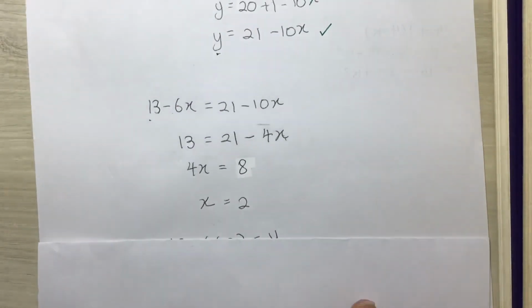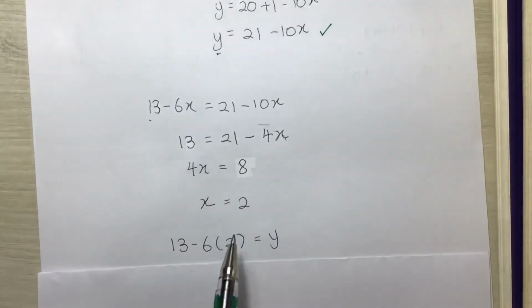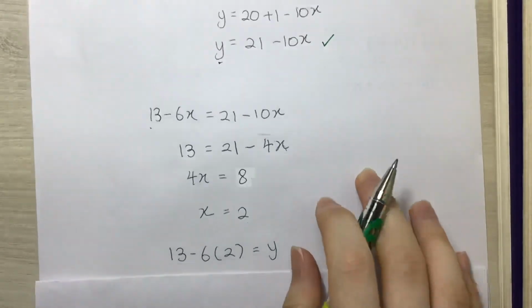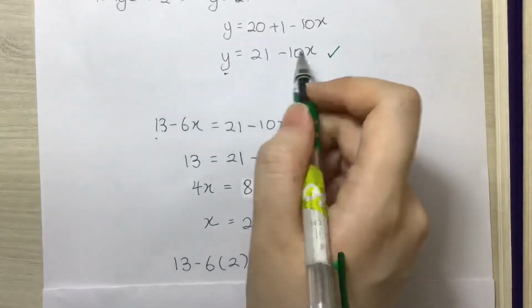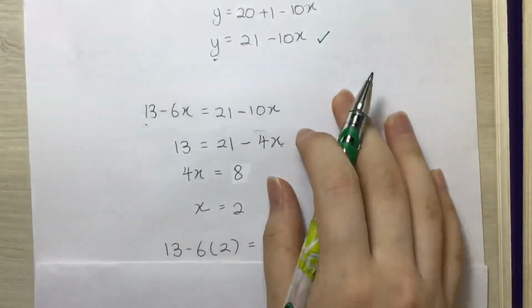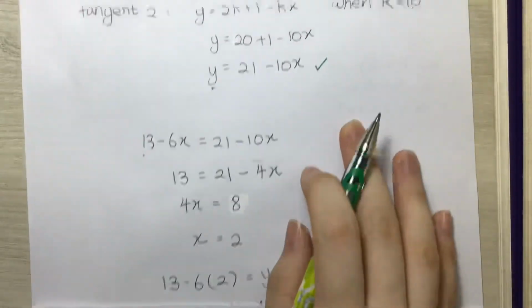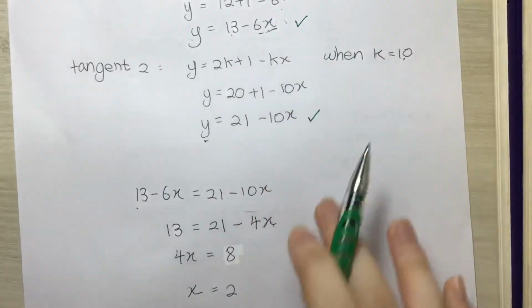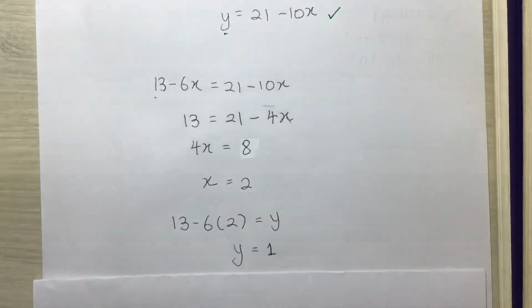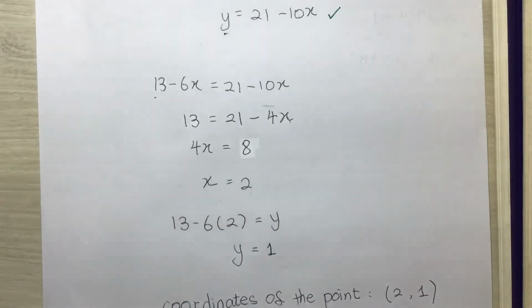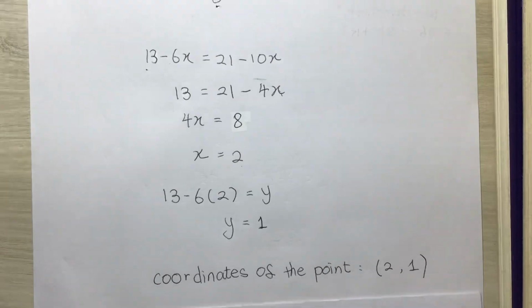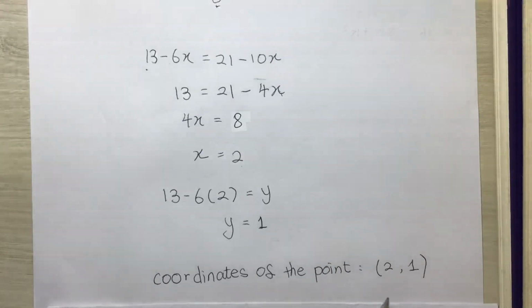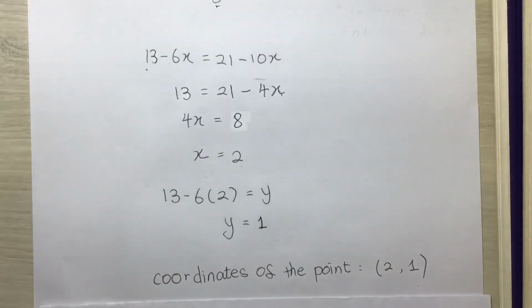You can press your calculator. And then to find y, all you have to do is to substitute the value of your x into one of the tangent equations you found. And in this case, I've substituted into the tangent equation on top over here. So I get my y value as 1. And then you may rewrite your answer, telling the examiner more clearly that the coordinates of the point of intersection is (2, 1), where x is 2, y equals 1.